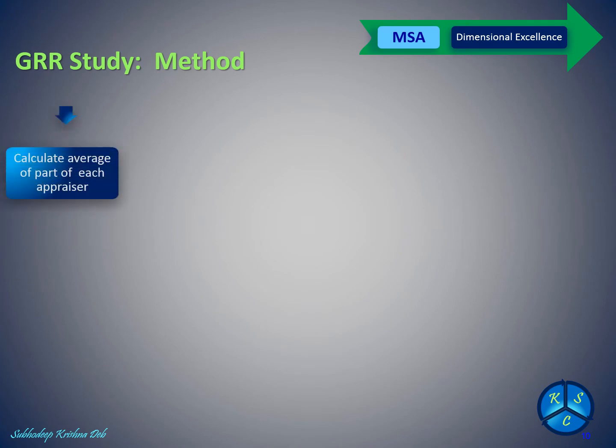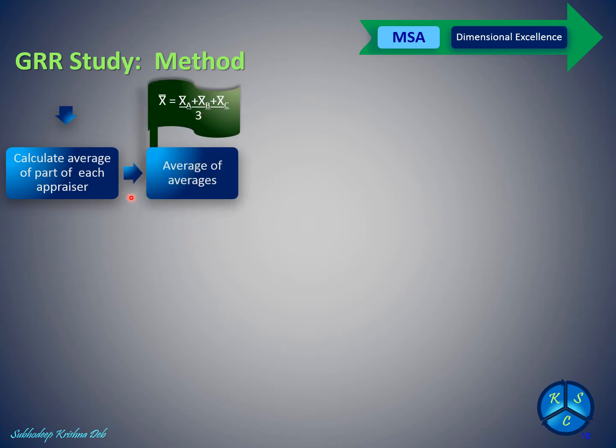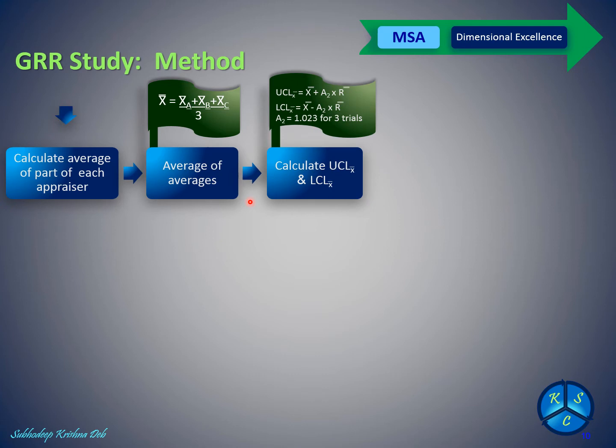Now after doing the range chart, we move on to the next part of the GRR study, that is the average chart. For the average chart we need to calculate the average and then the average of averages, that is X double bar, and the average of range, that is R double bar. Now we have to calculate the upper and lower control limits using this formula, where A2 is a constant given by the number of trials.